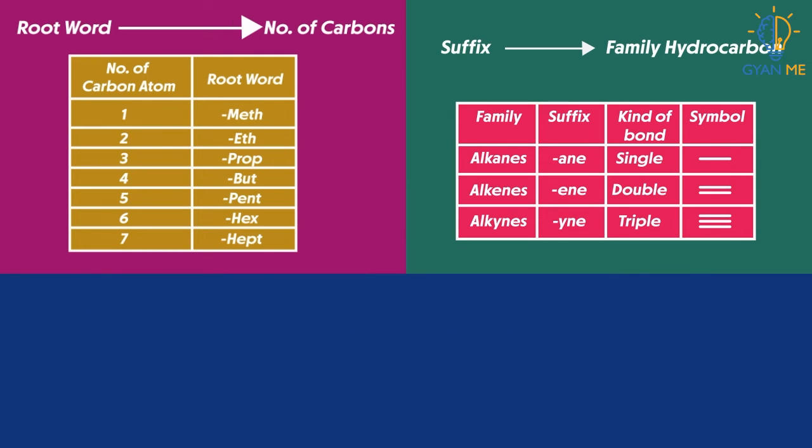Say we have n equal to 1. So we have only one carbon atom in the compound. So what will be its root word? Yes, it would be meth. Hence the name of the alkane compound would be meth-ane, that is methane.